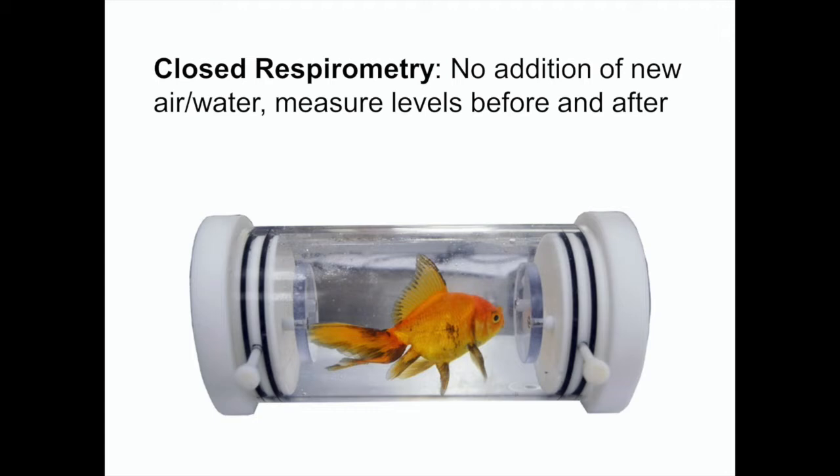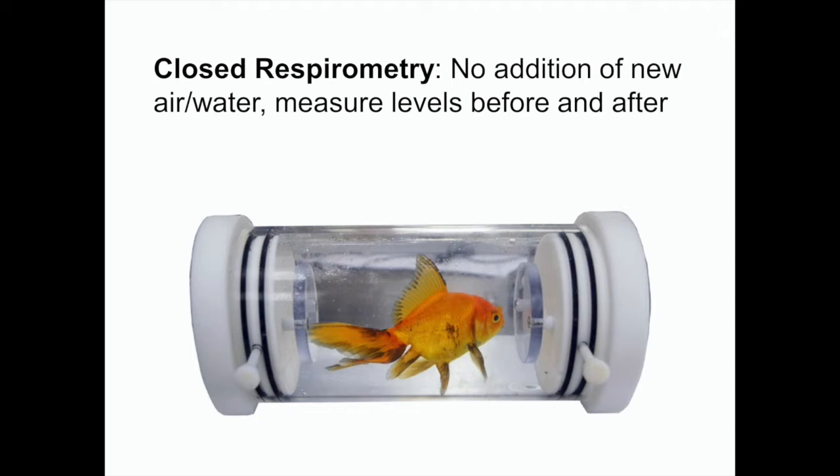In closed flow respirometry, the animal is sealed in an airtight container. You can measure the initial amount of oxygen in the container before the animal was present, and then the final oxygen concentration after the animal has been respiring. And the difference between the two is the amount of oxygen used by the animal. This is the technique we're using in this lab.